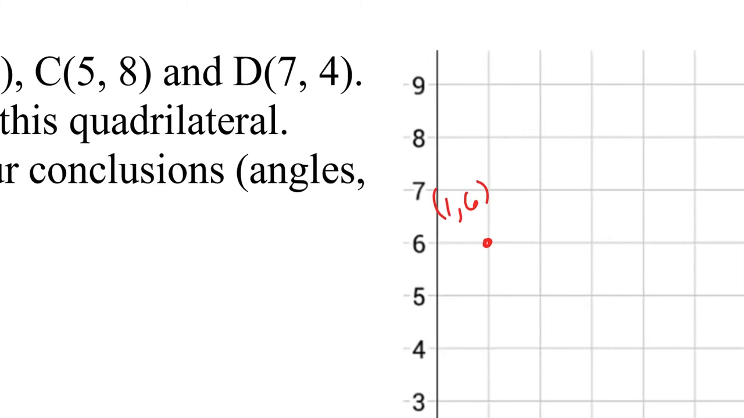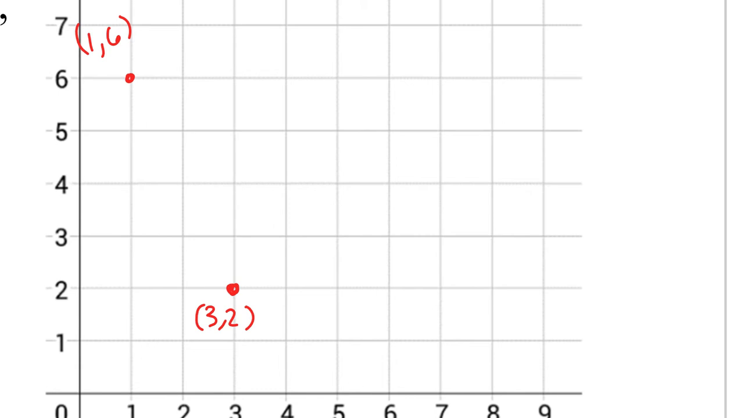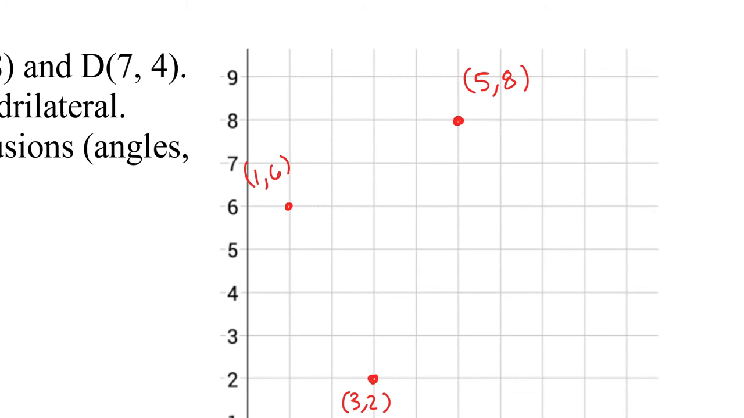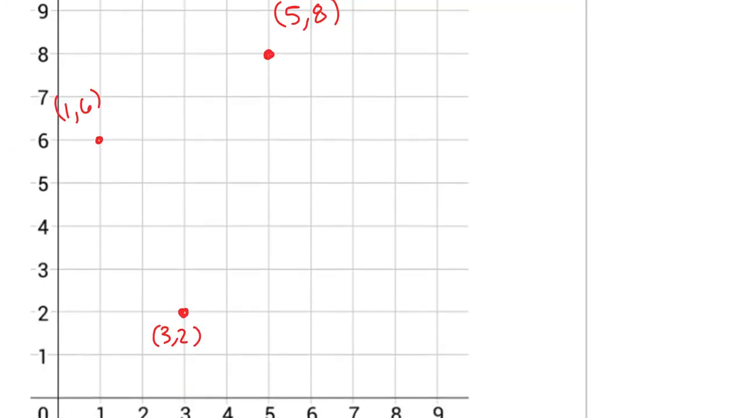The next point, C, is at 5, 8. So I'm going to go over 5 and then up to 8. So this is the point C, and it's at 5, 8. And then the final point that I have here is 7, 4. So over 7 and up to the 4. And this is point D, and again, it was at 7, 4.